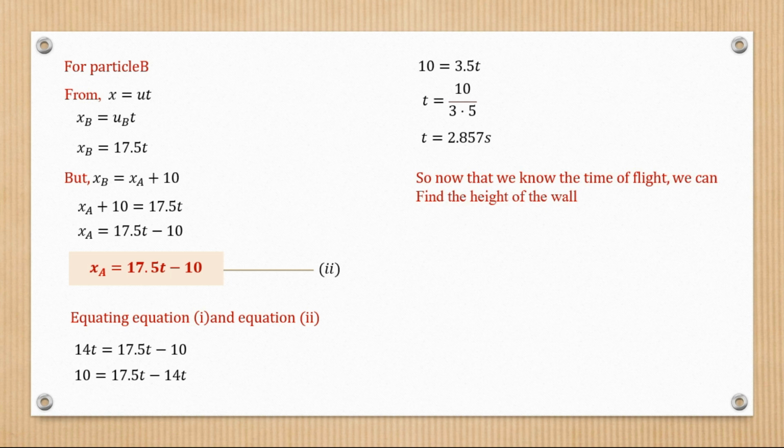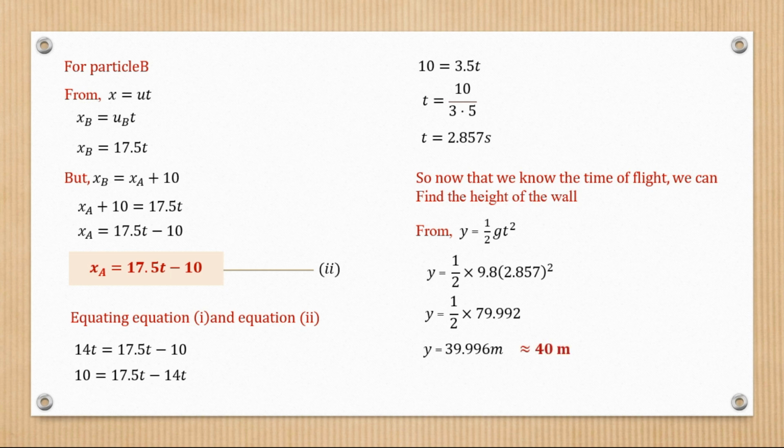So now that we know the time of flight, we can find the height of the wall. To find the height of the wall, we need to find y. So we're going to just replace that and put the value of t. So y shall be equal to a half times 9.8 times 2.857 squared. So y shall be equal to a half times 79.992, which is equal to 39.996 meters. But this is approximately equal to 40 meters. So therefore the height of the tower is 40 meters. And that is the answer we're looking for.